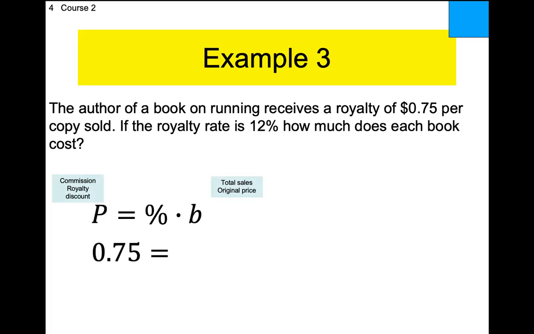What's the percent of royalty? 0.12. And we've got to write it as a decimal. Therefore, we're solving for B. I'm giving you the answer. I would hope so. You got a calculator in your hand. It's 6.25. What does that mean?